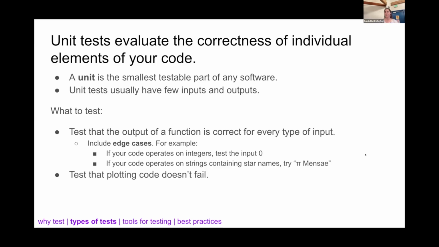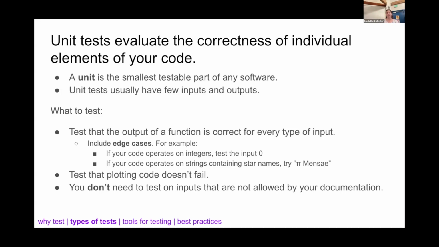People sometimes ask, how do you test plotting code? Generally, we recommend that you just test that plotting code doesn't fail. It's really hard to evaluate automatically whether plotting code made the correct plot. So generally, in Orbitize, for example, when we're testing plotting code, we just run through the plotting code and test that it makes it to the end.